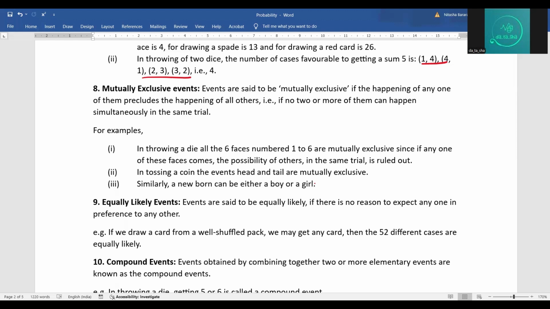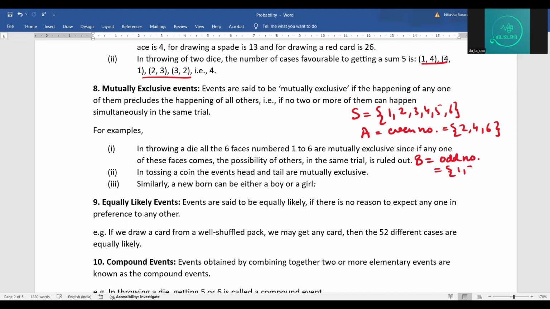Like if you are throwing a die, you have 1, 2, 3, 4, 5, 6. Now I have two events. This is my sample space. So the first event is getting an even number, so that would be 2, 4, and 6. And my second event would be getting an odd number, so that would be 1, 3, and 5. Now, 1, 3, 5 and the even numbers 2, 4, 6, they are mutually exclusive.